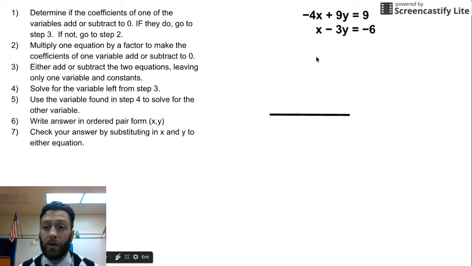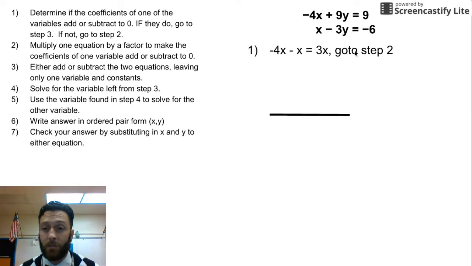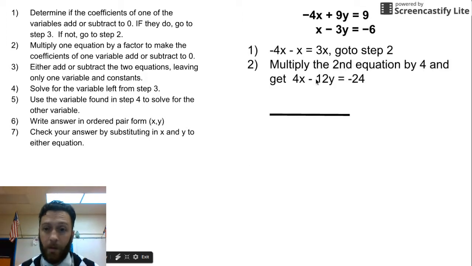Last example. Step 1, none of our coefficients match up. So the first thing we're going to have to do is multiply one of our equations all the way through to get them to match up. Now, you could have multiplied by 3 to get your y's to match up. I chose to multiply by 4 to get my x's to match up. This whole thing times 4 would give me 4x minus 12y equals -24.